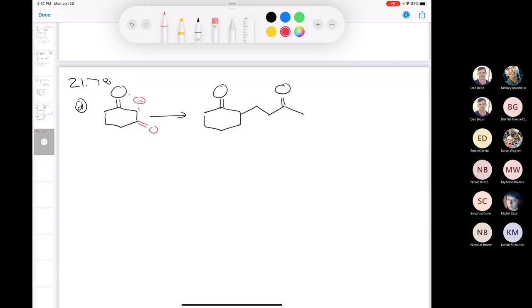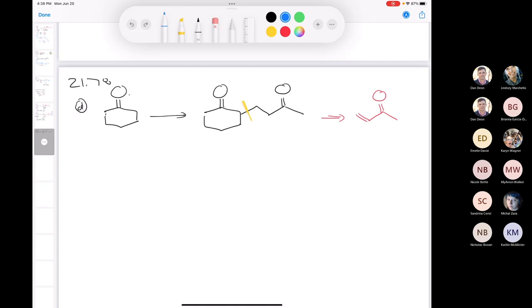That's totally fine. But if you just put a negative charge here, like this, that is not a Michael donor. So you need to convert the ketone into a Michael donor in order to add to, in this case, this ketone, our alpha beta unsaturated ketone, in order to make a bond right here, because we're breaking this bond right here. So how do we convert cyclohexanone into a Michael donor?